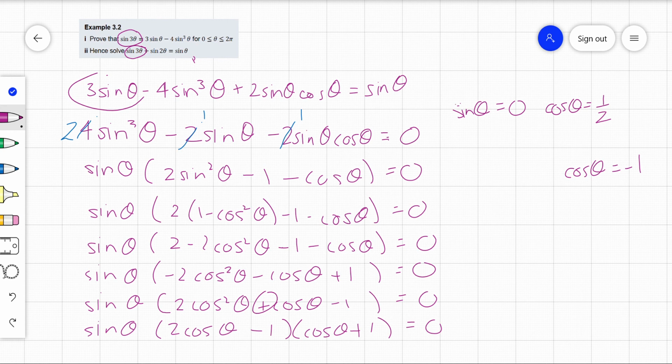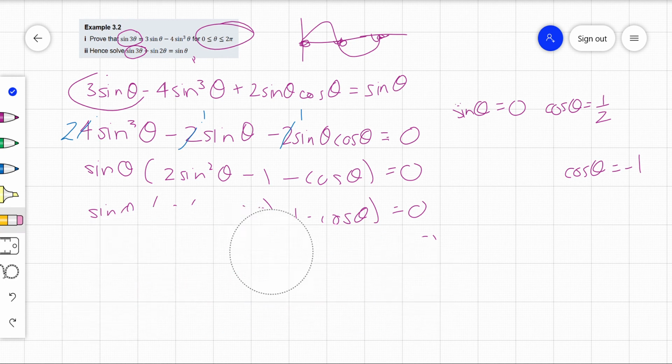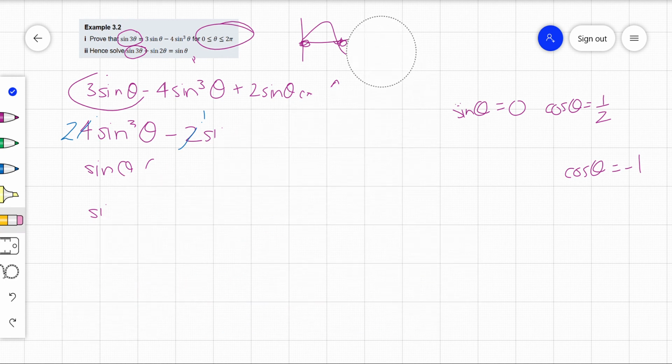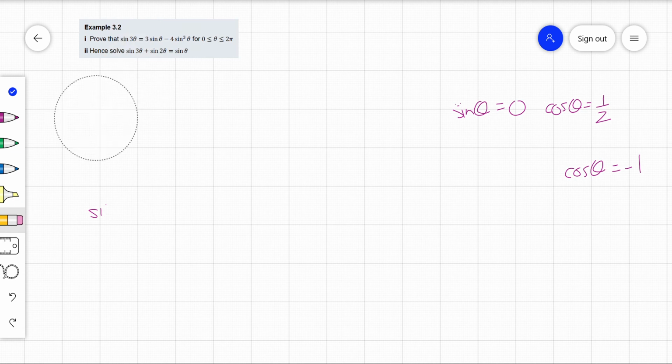Alright, and we are going between, I guess, 0 and 2 pi. So sine theta is nice and easy. We've got pi and 2 pi. And 0, don't forget your 0. Alright, so far what I've got, you may need to pause and just make sure that part's okay. So far what I've got for sine theta equals 0, we're going to get theta equals 0, pi and 2 pi.